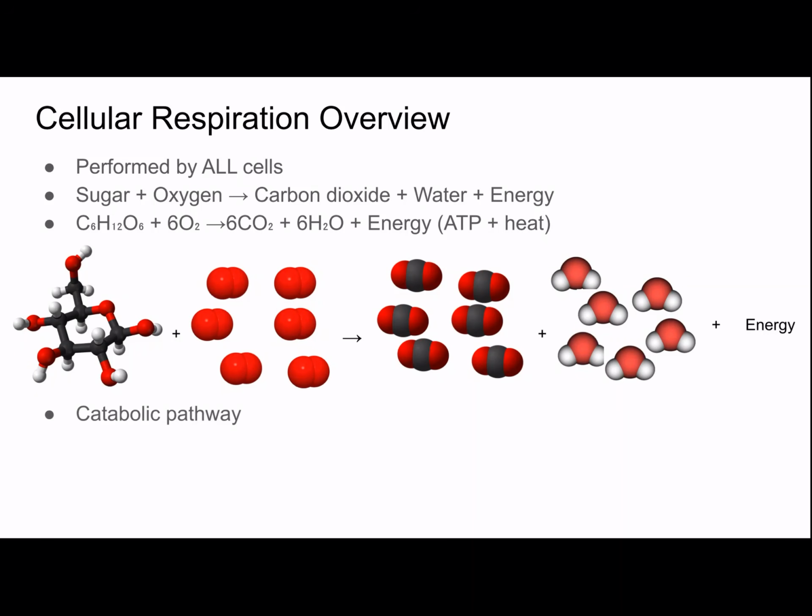It's a catabolic pathway because molecules are being broken down, and it's exergonic because energy is released. The delta G, or change in free energy, is going to be negative because we start with more energy than we end up with, and energy is released. To be specific, it's around negative 686 kilocalories per mole.